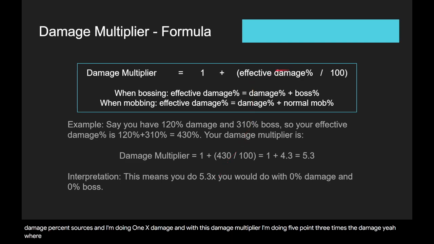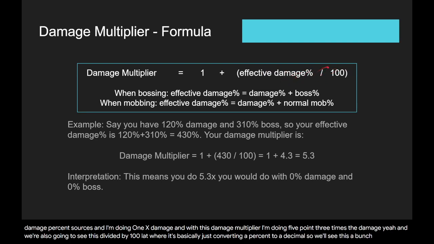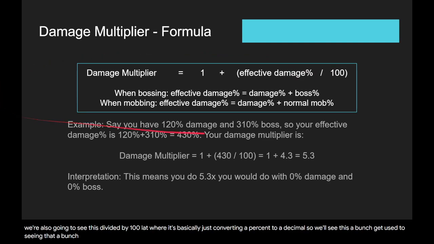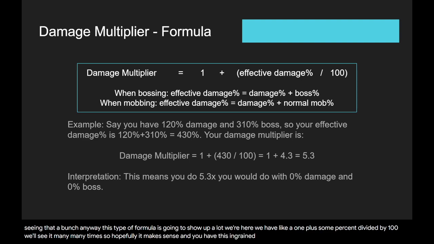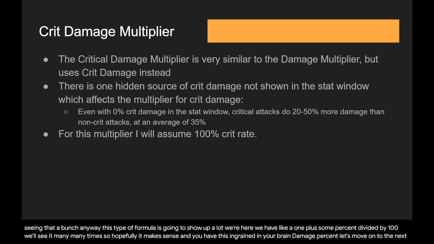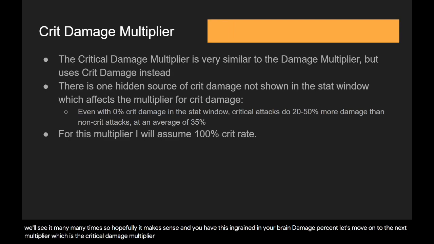We're also going to see this divided by 100 a lot, where it's basically just converting a percent to a decimal. So get used to seeing it a bunch. This type of formula is going to show up a lot, where we have a 1 plus some percent divided by 100. We'll see it many, many times. So hopefully it makes sense and you have this ingrained in your brain. This is all I'm going to say about damage percent. Let's move on to the next multiplier, which is the critical damage multiplier.